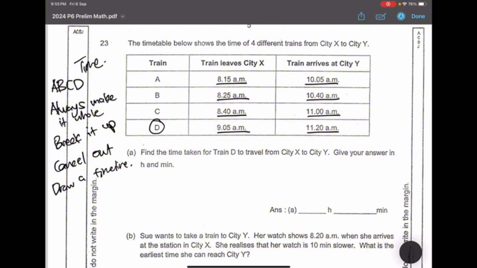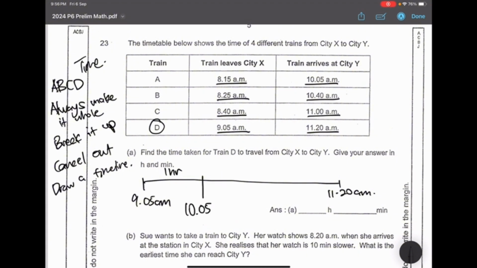Alright, let's look at D. It starts at 9:05 a.m. and it ends at 11:20 a.m. First things first, what we can do is add 1 hour to this, and that will give me 10:05 a.m. From there we can add another hour, 1 more hour, that would be 11:05 a.m. And you realize that from 11:05 to 11:20, it is only 15 minutes.